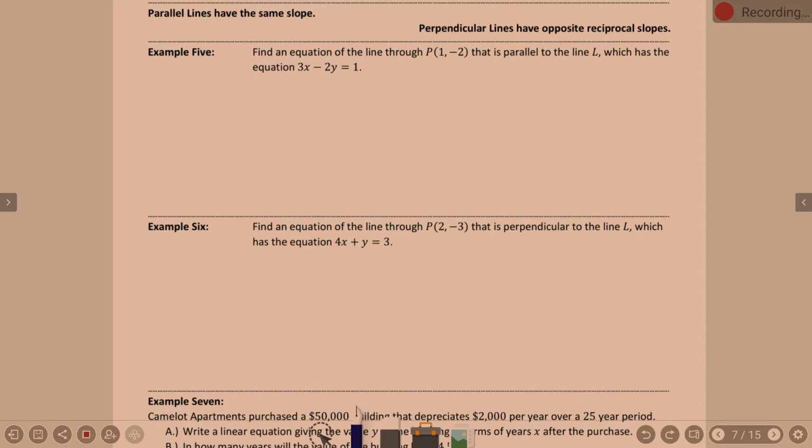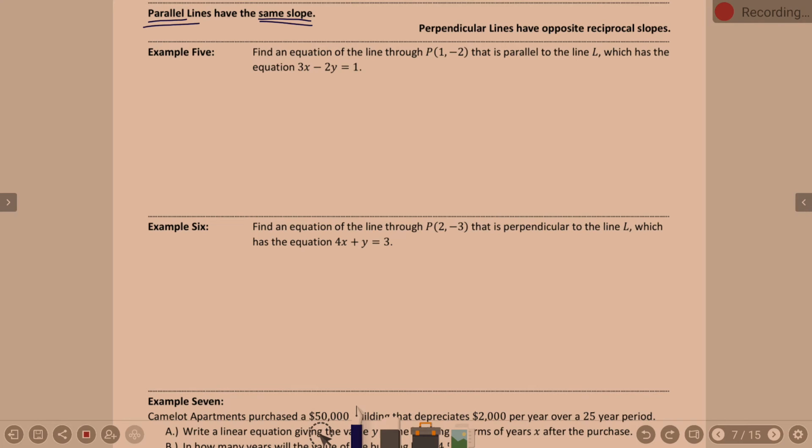Let's talk parallel and perpendicular. Do you remember parallel and perpendicular lines? Parallel lines like this. What do we know about parallel lines? They never touch, never intersect, never cross, never end. What's important about them? They have the same slope.